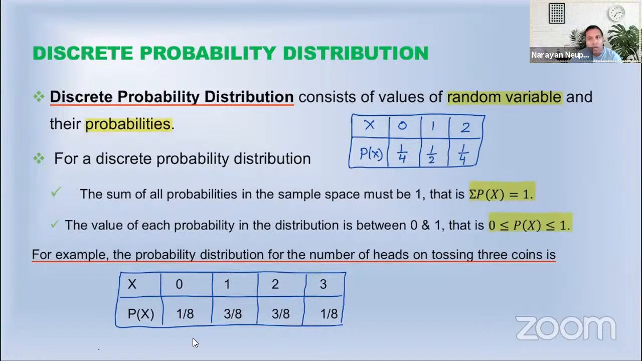When we start working on the examples, we are going to learn how to create the probability distribution, and also how to verify whether it is a probability distribution or not. Before I move on to those examples, do you have any questions on probability distribution and how we check whether it's a probability distribution or not? Any questions? No.